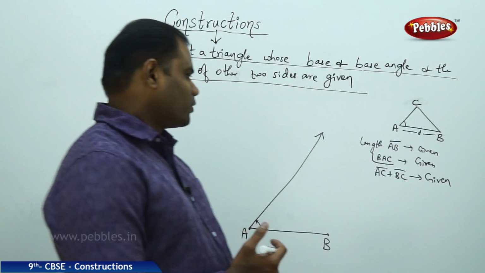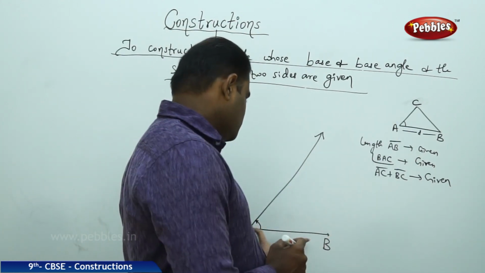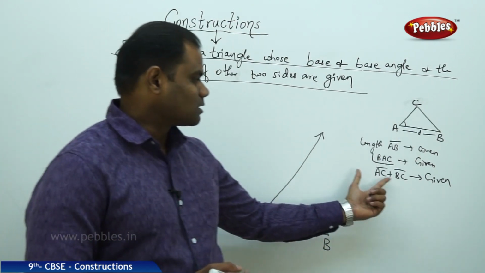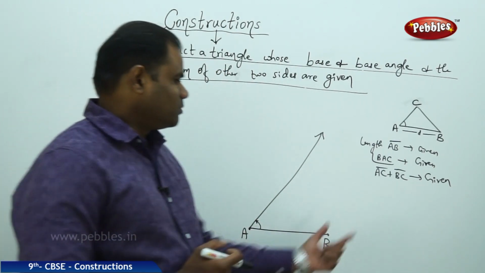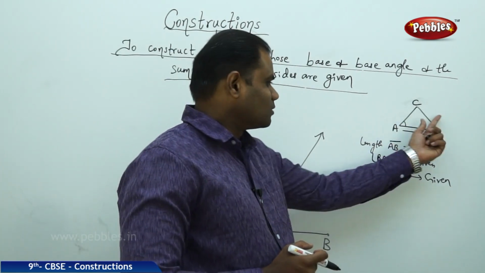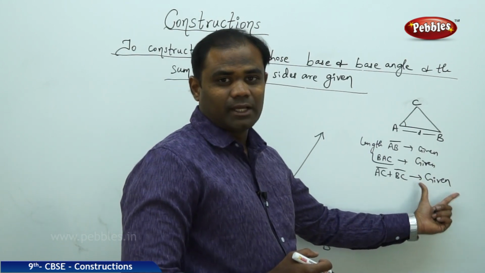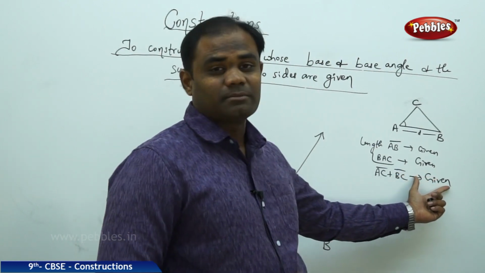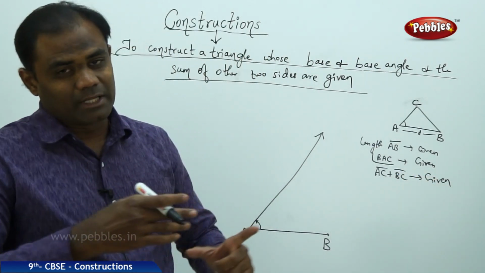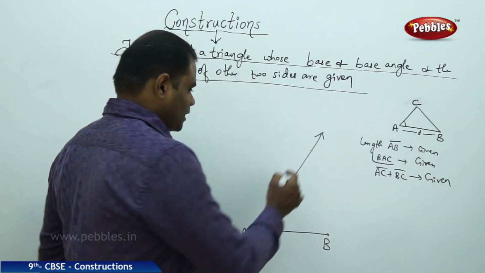So let's see how we can construct a triangle just with the base and the base angle and sum of two sides which is given. What I do is AC plus BC, the sum of other two sides which is given, is taken as the measurement. Say if this is given to be 14 centimeters, I take the compass with the length of 14 centimeters and cut an arc.